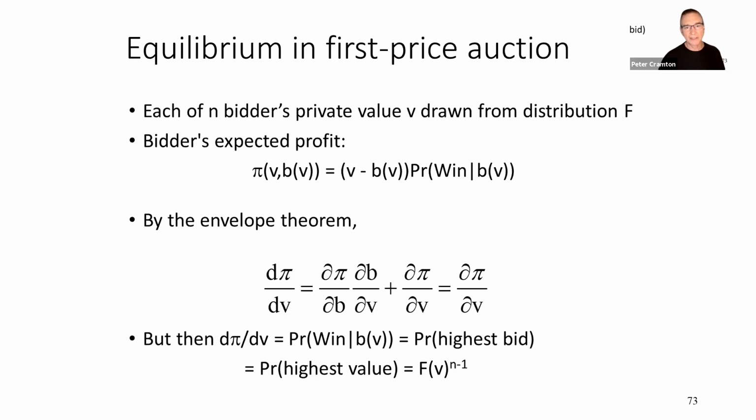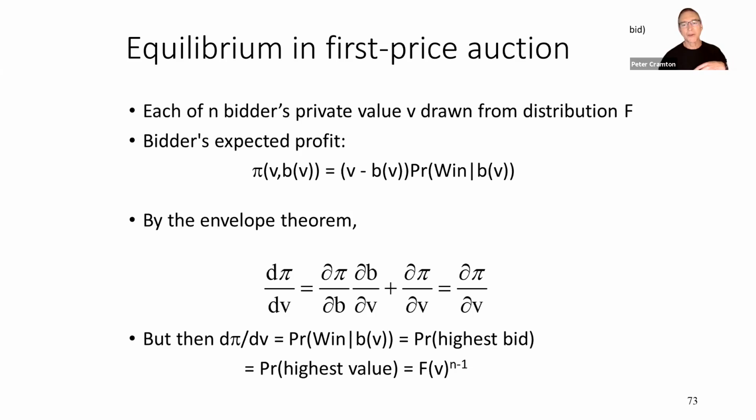But let's look at this. What's the partial derivative with respect to value? That's just the probability of winning, right? Because this is the only place that V enters directly. And so it's the probability of winning conditional on my bid. But here we're going to recognize that it's a first price auction. So who wins? The guy that bids the highest. So it's the probability I've got the highest bid.